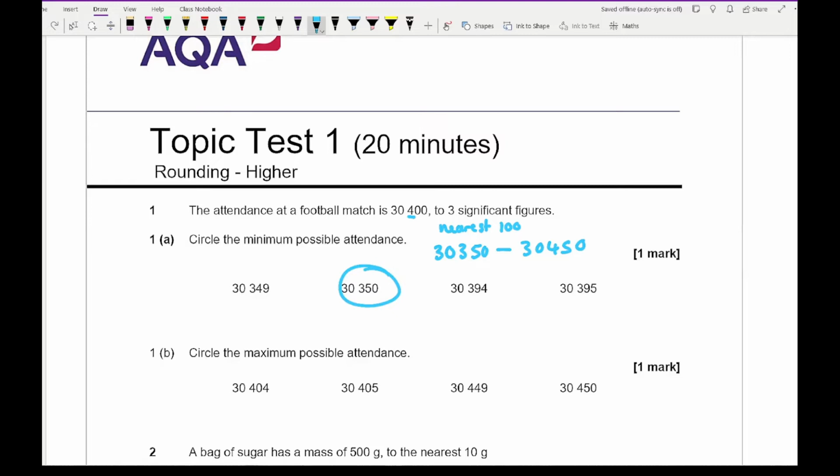Now for 1b, it says circle the maximum possible attendance. Well, for this, again, when you're looking at the upper and lower limits, it can't actually equal the upper limit. It's always going to be that little bit less than that. Now, because obviously only whole numbers can attend a football match, you can't have like 0.3 of a person, therefore the maximum possible attendance is going to be 30,449. Because again, just to go over, in terms of the attendance, it can equal the lower limit, but it can't equal the upper limit.